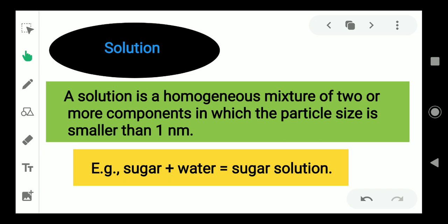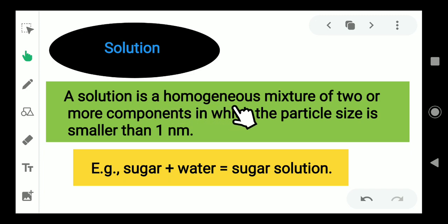Consider tea. Tea is a mixture of water and tea powder. The same way, sugar solution is a mixture of water and sugar. So let us define what is solution. A solution is a homogeneous mixture of two or more components in which the particle size is smaller than 1 nm. Nm means nanometer. Nanometer is a measurement which is not visible to our human eye. It is that much small.